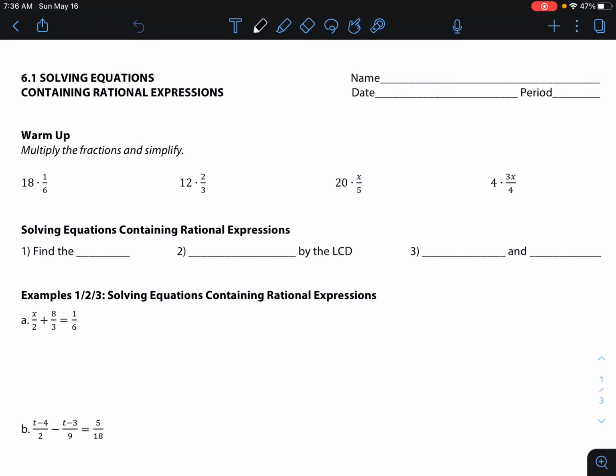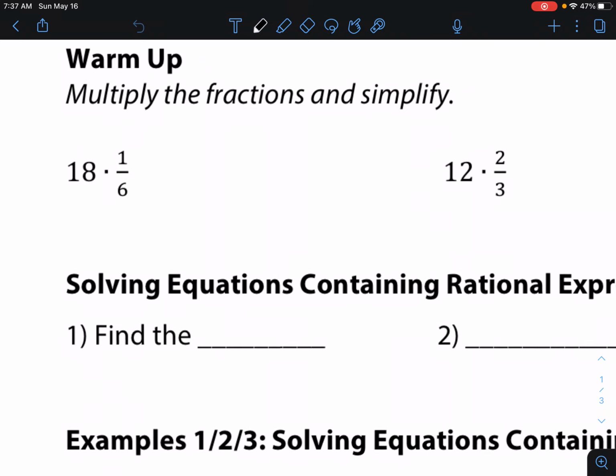So what we're going to do today is, instead of dealing with just rational expressions, we are going to actually turn rational expressions into equations and be able to solve them. And another way to think about it is we're just going to be solving equations that contain fractions. And one of the things that we have to be really good at when we're solving equations containing rational expressions is multiplying fractions by an integer. And so what we're going to do here is we are going to take each one of these fractions and we are going to multiply it by an integer.